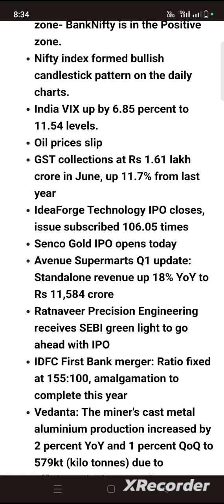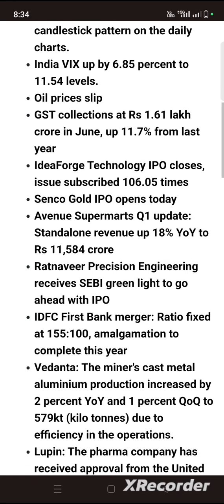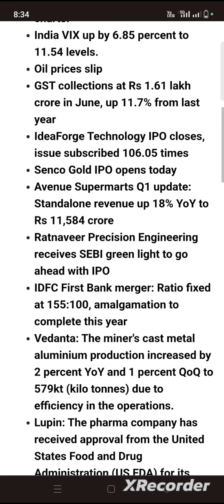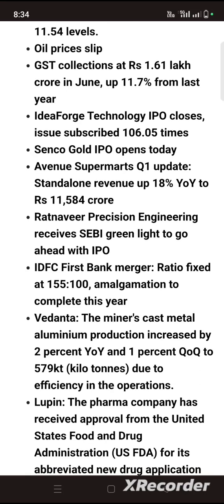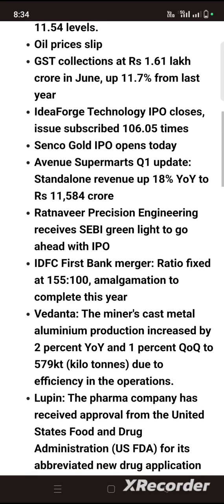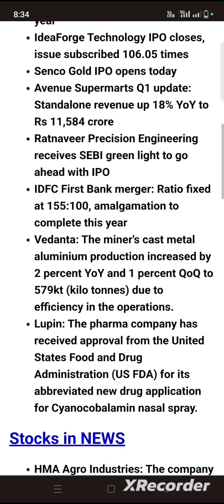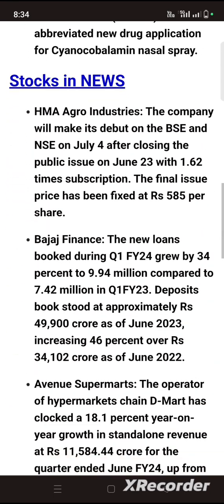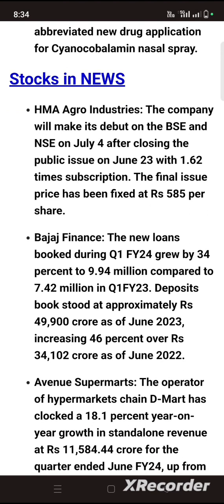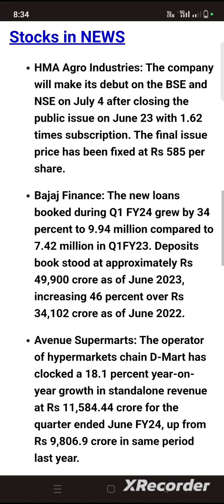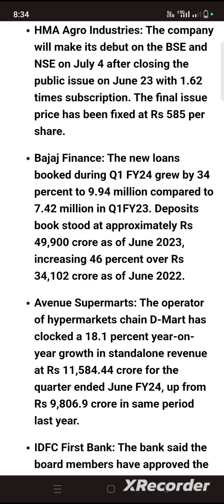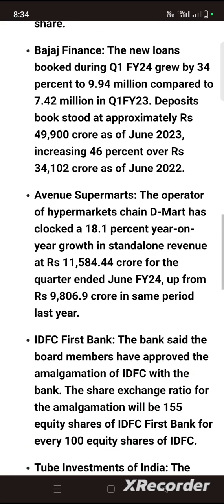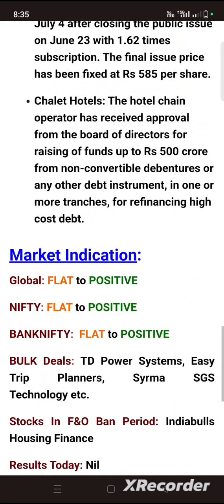Here I get all the information, like what things happened, what the IPOs are, what the recent results are, what the levels are, what recent things happened in the company. So everything I get here. You can also see stocks in the news, what company was in the news and what it is about. Everything like IPO subscriptions, buybacks, dividends, all information is available here. So this is free of cost.